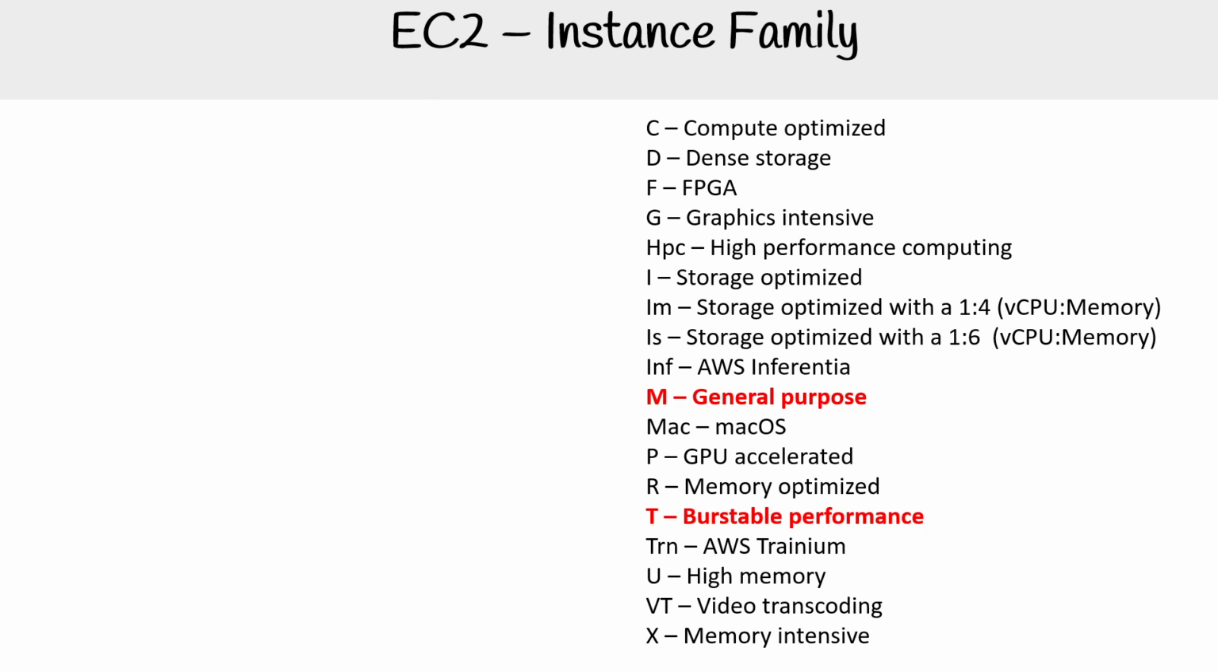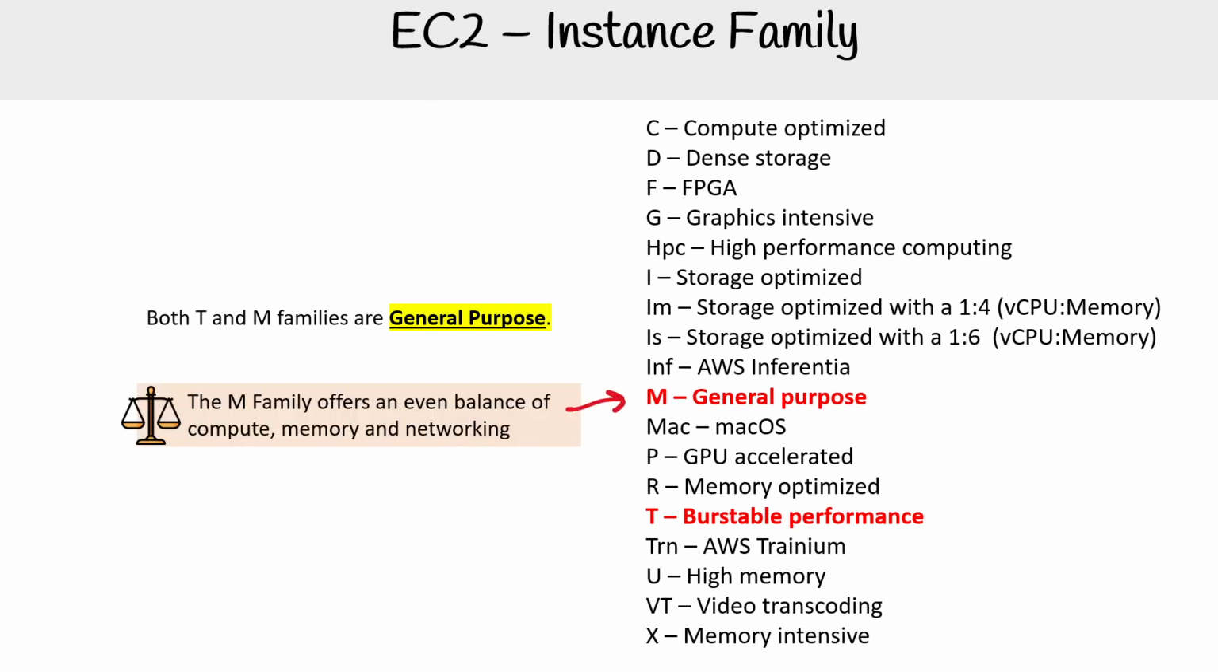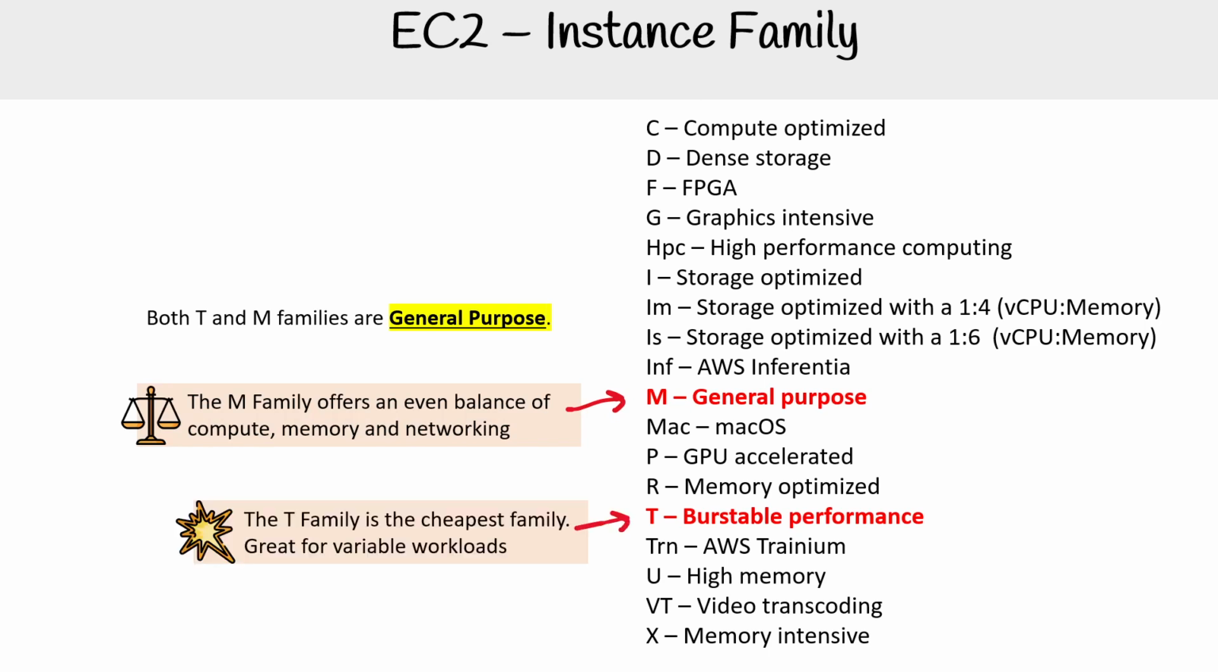But there are two that I really want to point out, and this is from the general purpose families. We have the T line, which offers, we did the M first, but the M offers an even balance of compute, memory, and networking. And then the T family is the cheapest family that you're going to be familiar with because it's in the free tier. And it's great for variable workloads. And basically, the burstable ones allow you to burst for a period of time beyond your usual compute.